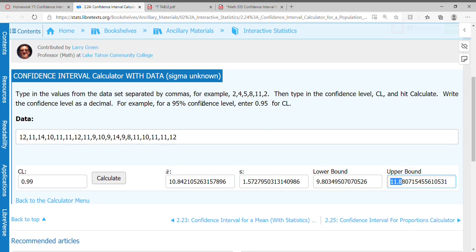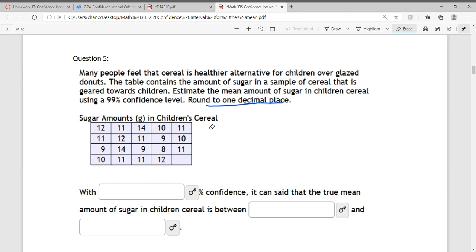Now let's go back to the question and answer it. With 99% confidence, it can be said that the true mean amount of sugar in children's cereal is between 9.8 and 11.9 grams of sugar.